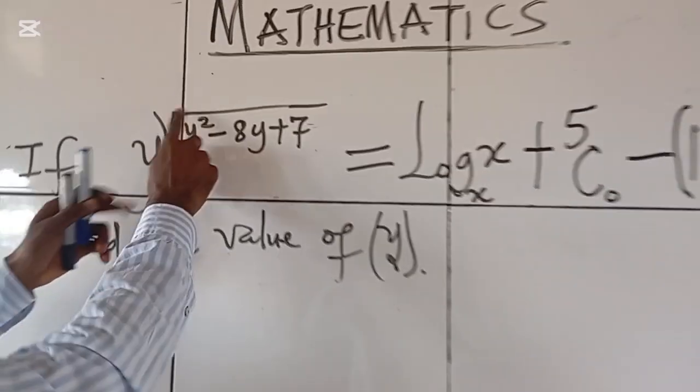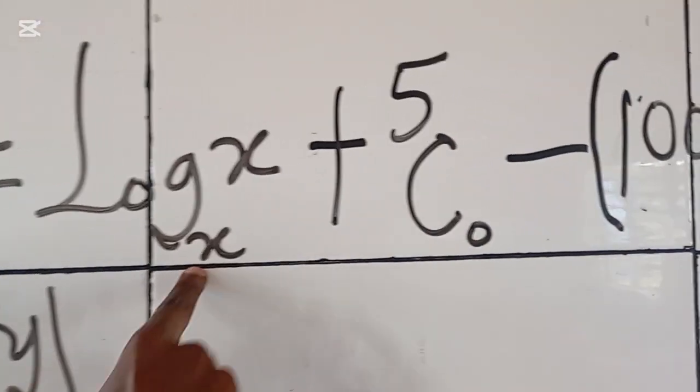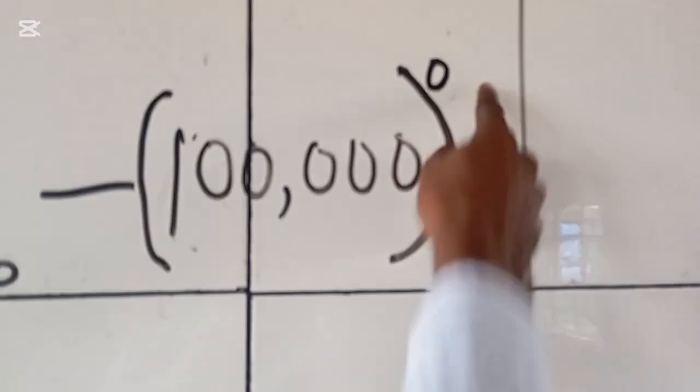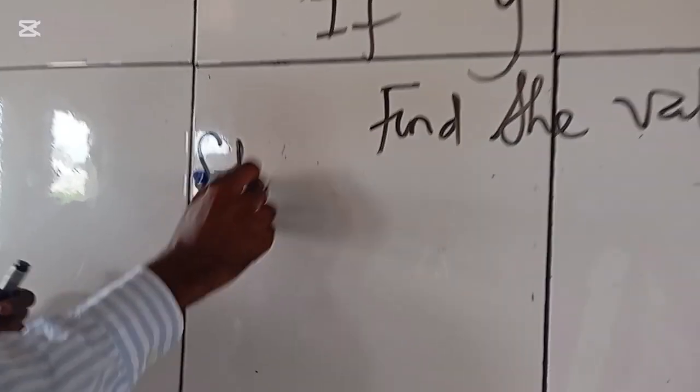If y raised to power square root of y squared minus 8y plus 7 is equal to log in base x of x, plus 5 combination 0, minus 100,000 raised to power 0, we are asked to find the value of y. I trash the question solution.